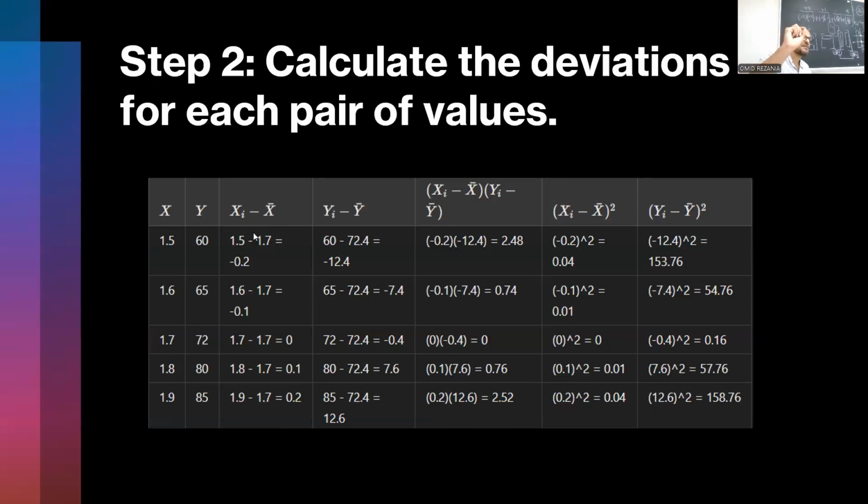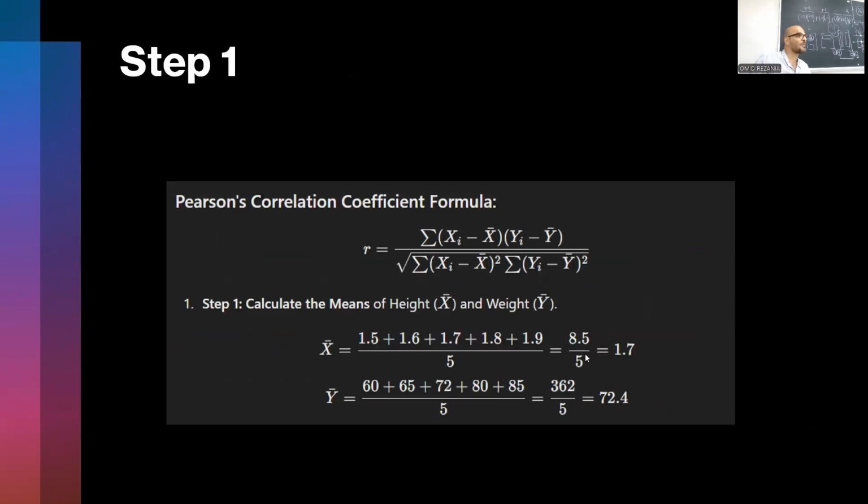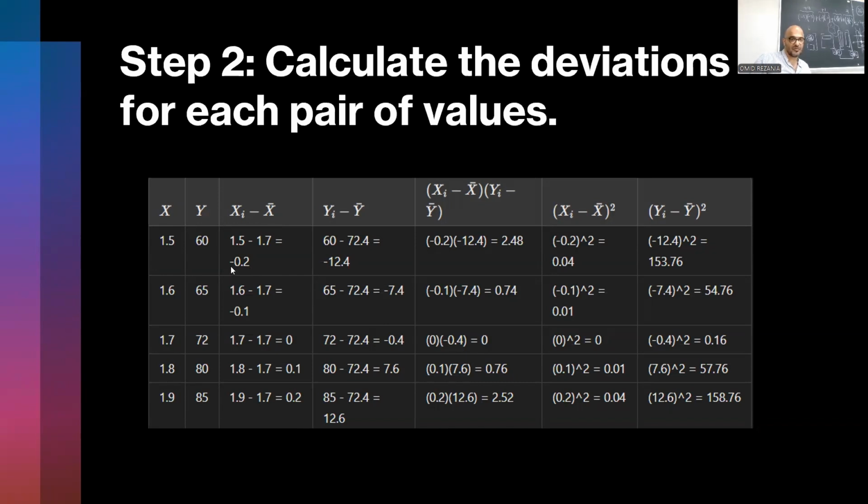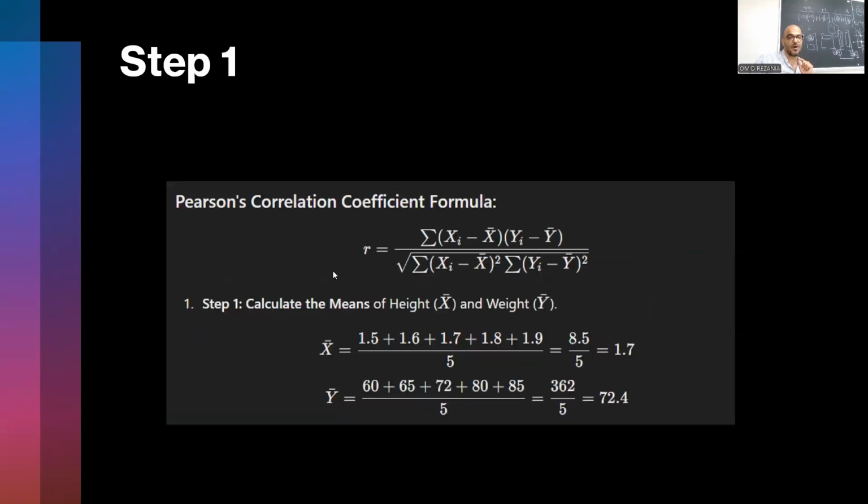Xi means the observation of that random variable at the ith time. If i is 1, it means the first observation, at the first row. It's 1.5. 1.5 minus the average, which is 1.7. Look at that, the x bar is 1.7, which gives minus 0.2. And I did the same thing in the next column, which is yi minus y bar, for the weight. The y was 60 minus 0.4, which is the average, the y bar.